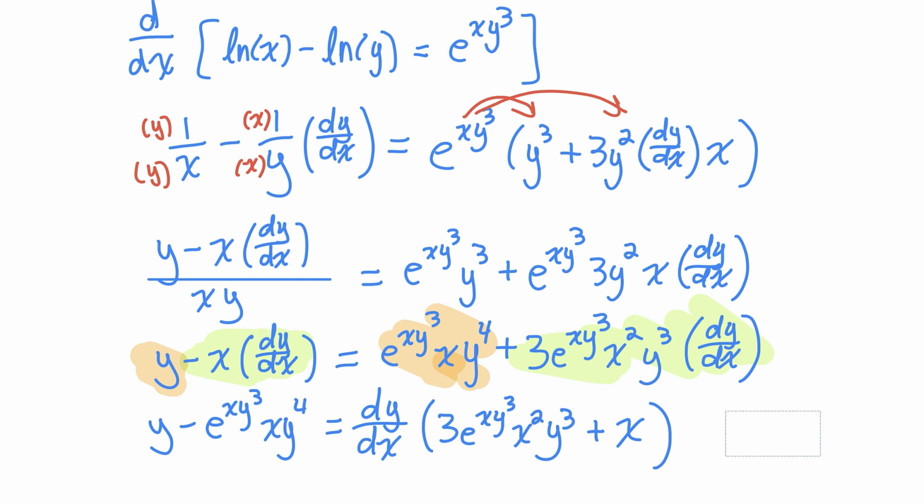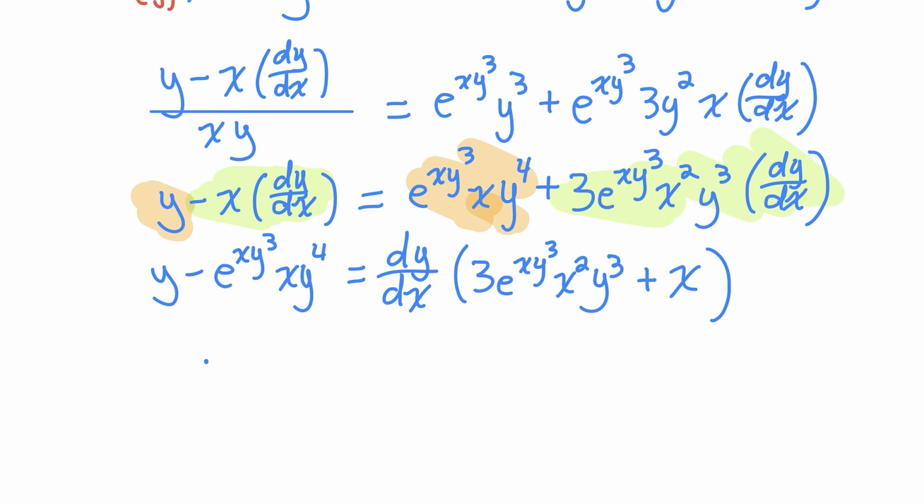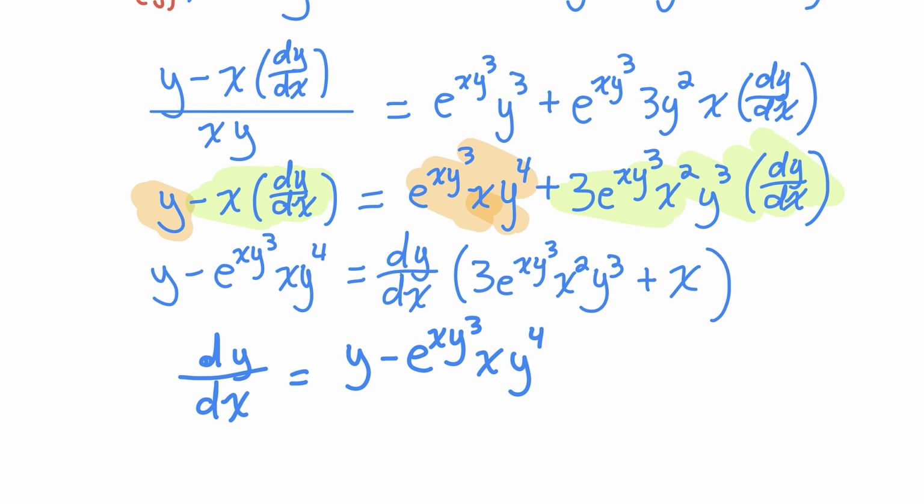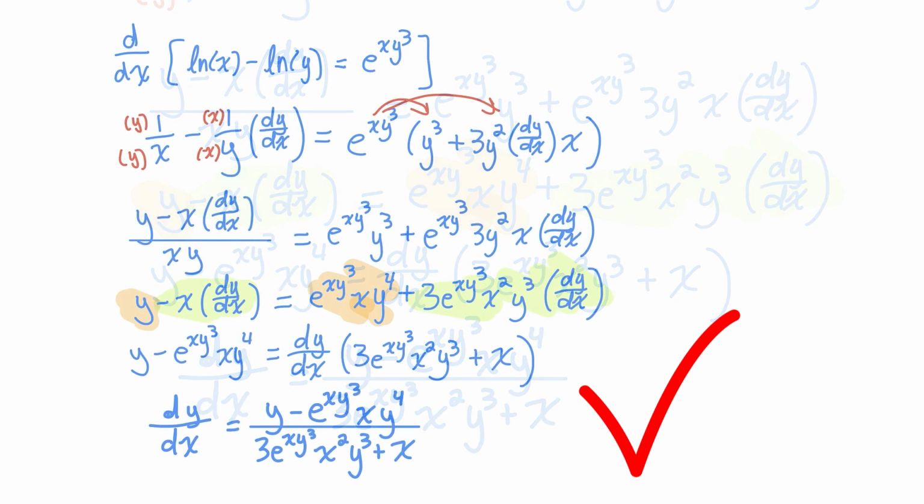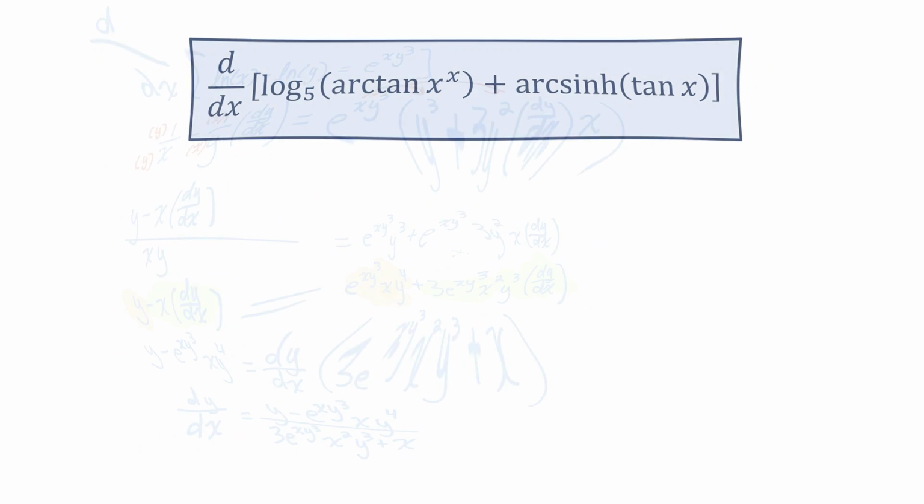Let me make some room to do the final line. All I have to do is divide both sides by that factor, and then dy over dx is isolated. And there you have it, there's the derivative. Derivative number 11.